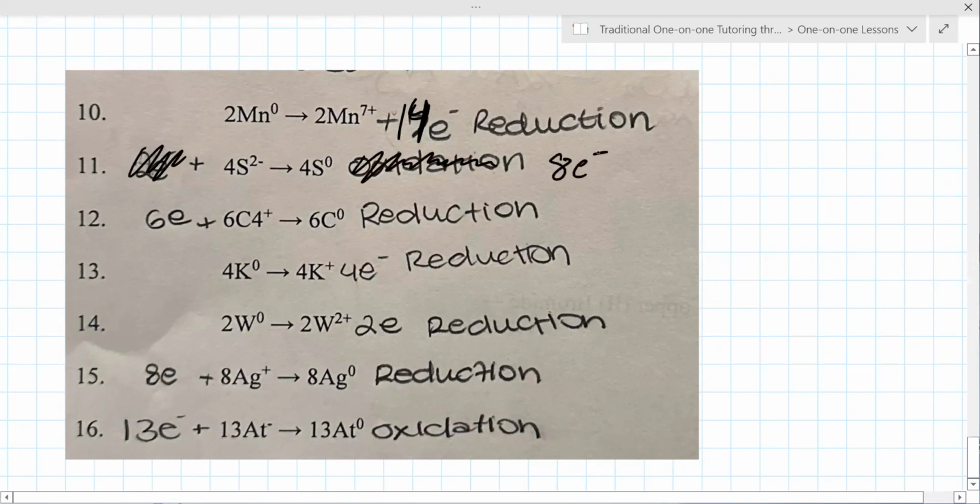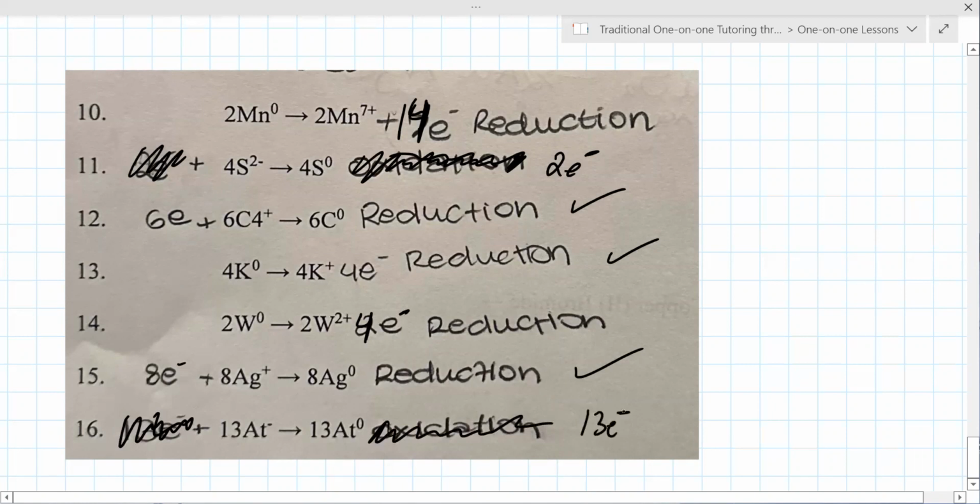8E minus, oh, sorry, not 8E, 2E. And the reason is you've got to get back to the 2 minus there. 6, that's right. That one's good. This should be 4E. 8E. That's good. So this last one, I guess it's 13E minus. So there's 13 there. I think that'll do it.